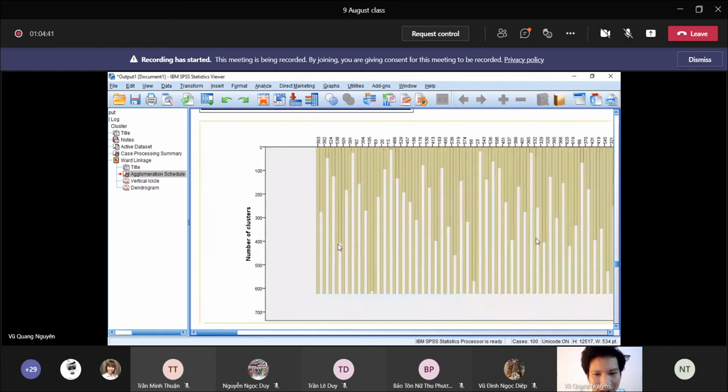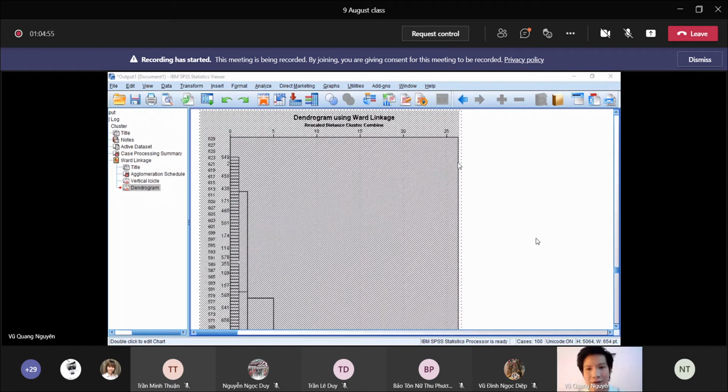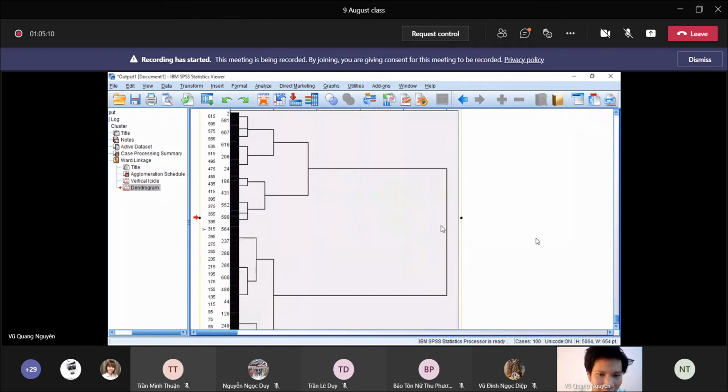So, another easier way is to use the dendrogram. I'll show you how to use the dendrogram. The first thing, I must make your dendrogram easier to look at. So I usually use the chart size and make it 500 by 500. It will be easier to look at. Here, this is the dendrogram. 500 is still a little bit big, but it's okay.